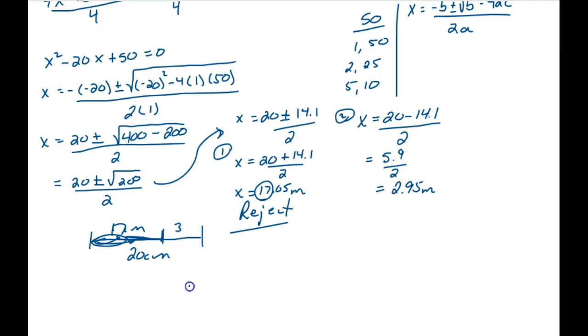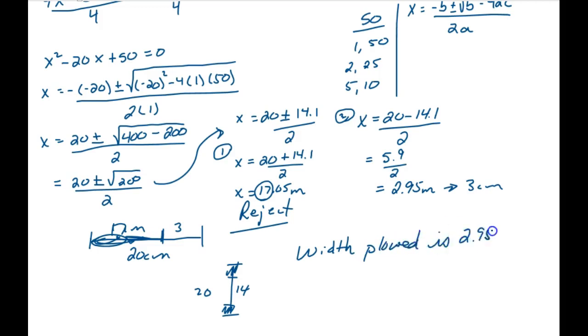This could work. So if you had, again, 20, and we'll make our number easy to work with, let's just say 3. You could take 3 from this side, 3 from that one. That's 6 in total. 3 and 3, 6. That leaves you 14. Okay, that would work. So the width plowed is 2.95 meters.